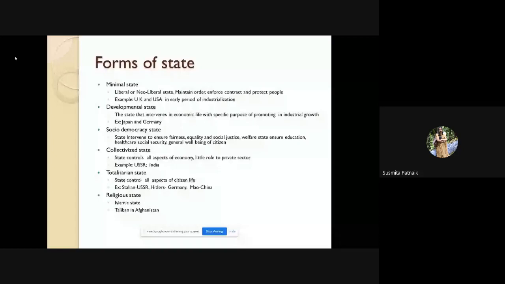The second one is called the developmental state. So what do you mean by the developmental state? The state that intervenes in economic life with the specific purpose of promoting industrial growth. The state that intervenes in the economic life of the people, the economic life of the nation, with the specific purpose of promoting industrial growth and national growth, that state is called the developmental state.